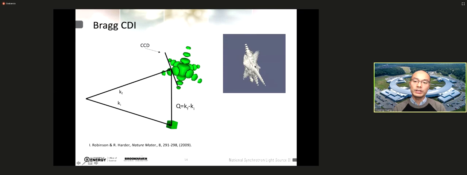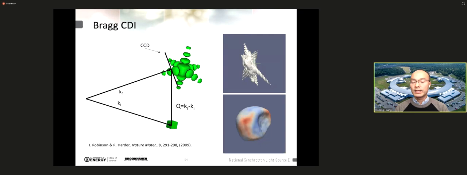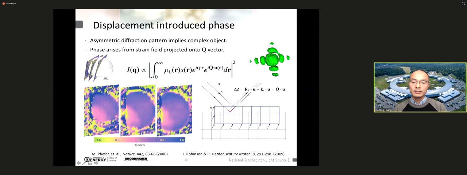And then we use the same reconstruction algorithm, and we can get a real space image, which has both amplitude and phase information. In this case, the amplitude part gives you the shape of the crystal and the electron density of the crystal. And the phase information, in this case, is different from the transmission case. In this case, the phase is determined by the lattice displacement projected to the Bragg peak direction. So this is able to give you a component of the displacement field.